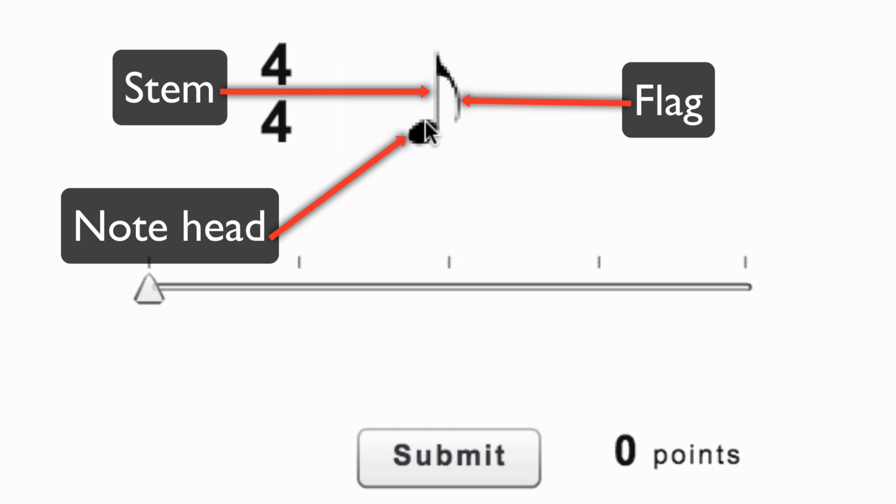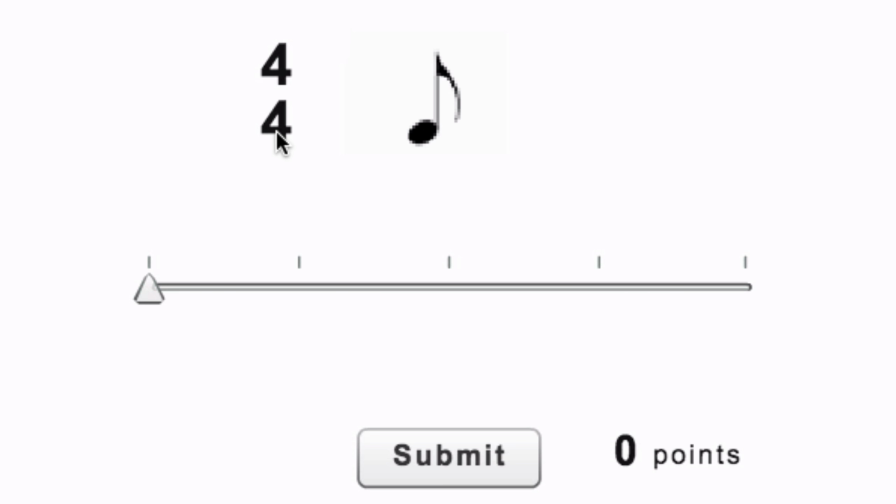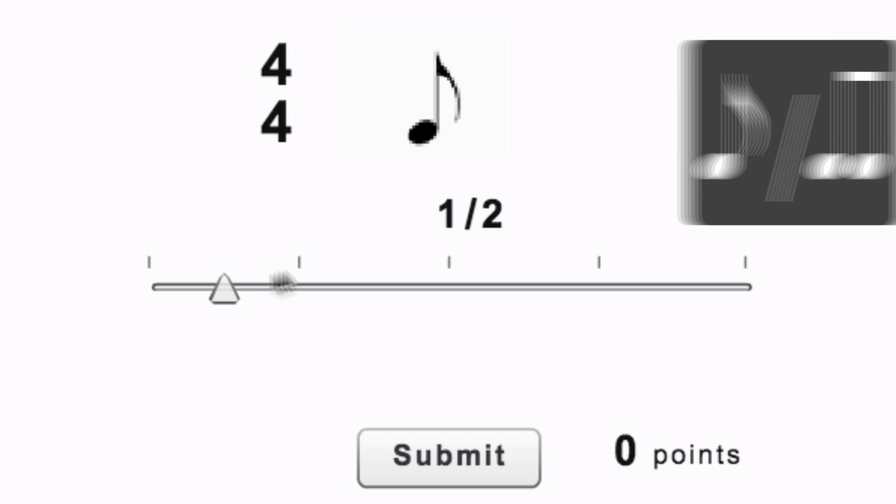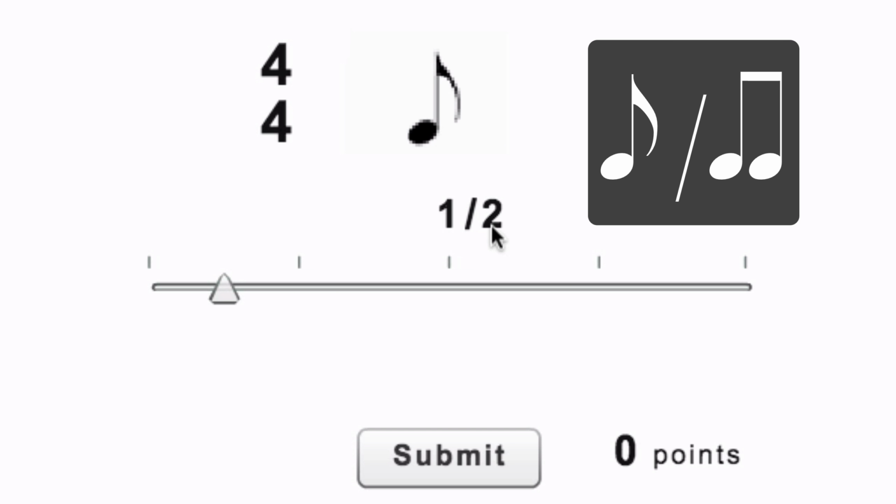This is an eighth note. You can see by having this flag on top and the filled in note head. And an eighth is smaller than a quarter. In fact, we know an eighth is half the size of a quarter. So we go half, because it's equal to 1/2 of a quarter note beat.